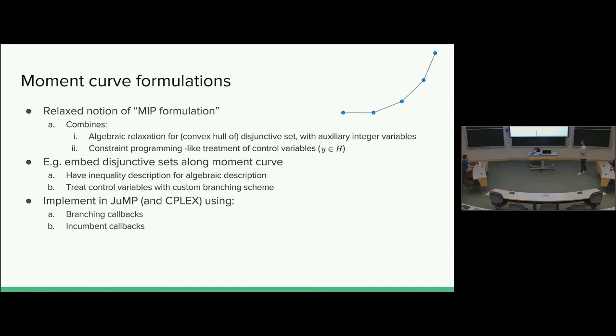So we came up with a way to embed these disjunctive constraints along this moment curve here. This is roughly shaped like a moment curve. You can construct an explicit algebraic representation for what this set looks like in a higher dimensional space. And then there's a way of treating these control variables with a custom branching scheme. It's roughly like the standard branching that CPLEX would do, but you need to implement branching callbacks and incumbent callbacks to reject solutions that are not valid and maybe add some inequalities from the branch.